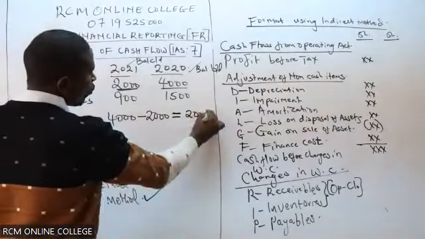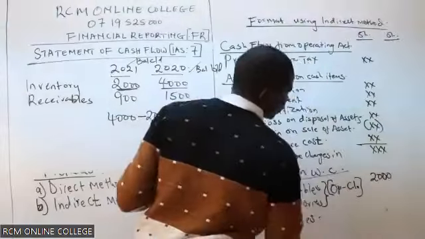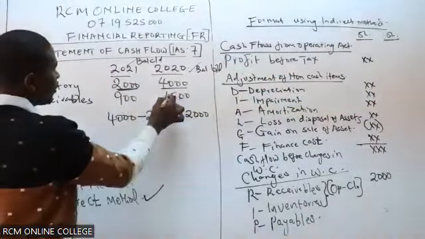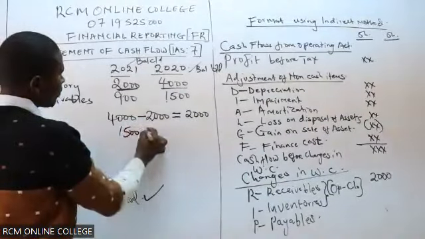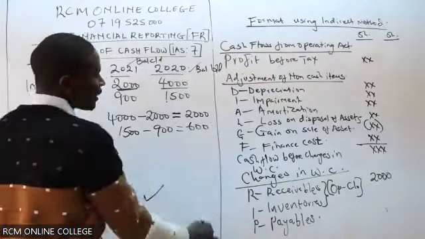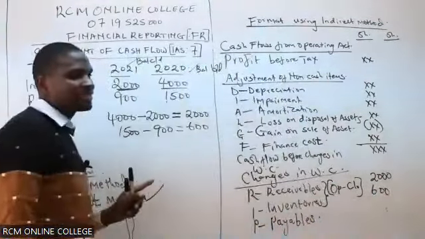Tumebaki na 2,000. So, hiyo itakuwa nini? Itakuwa 2,000, ikiwa in positive form. So, the same case applied to this one. Opening ilikuwa 1,500. Minus 900. So 600. Unaiweka ikiwaje? Ikiwa hivyo. Unaweka 600. Like as simple as that.